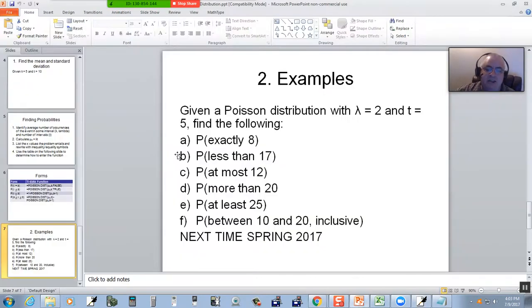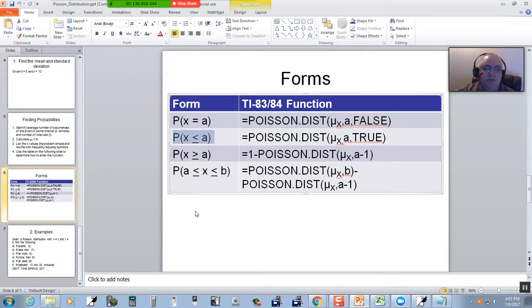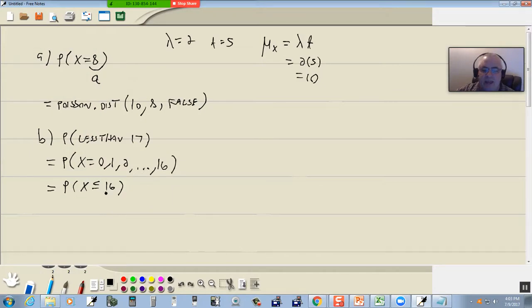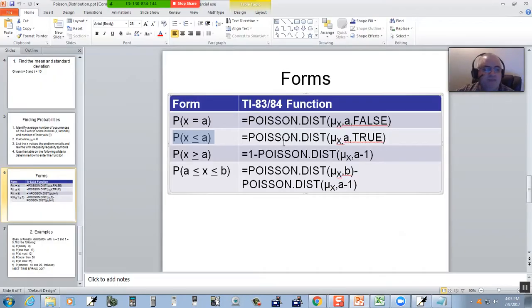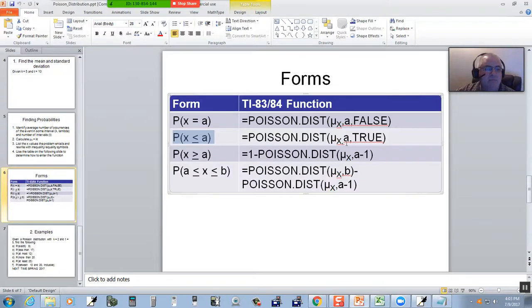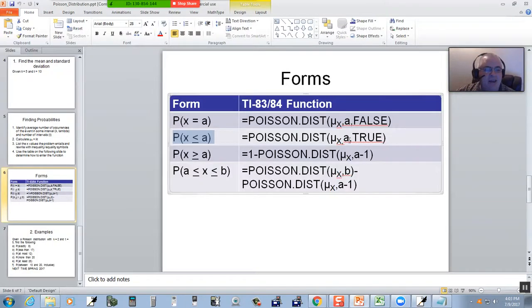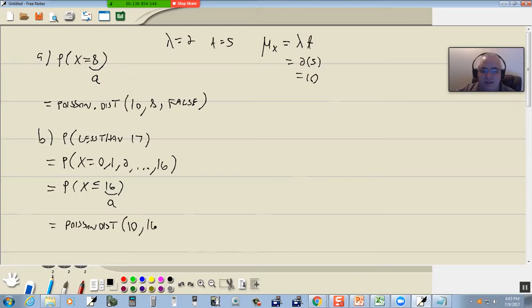Now we don't want to do less than 17 because that isn't in my table. I don't have a less than; I have less than or equal to. So now it matches this one right here. So the a is going to be our 16. And this says we're going to plug it into equals Poisson distribution, mu, which is our 10, comma, a, which is 16, comma, and then we'll put true here.